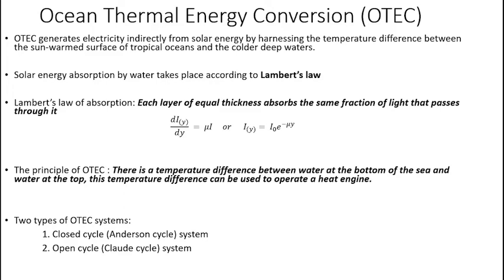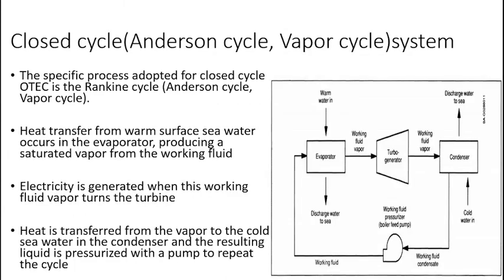There is a temperature difference between water at the bottom of the sea and water at the top. This temperature difference can be used to operate a heat engine. And this is the working principle of OTEC. There are two types of OTEC systems, closed cycle system and open cycle system. And we have to see the closed cycle system, which is also known as Anderson cycle or vapor cycle system.